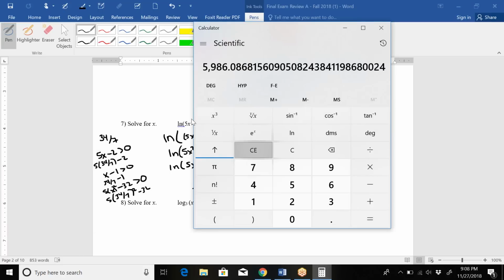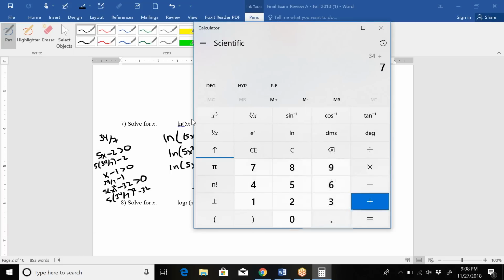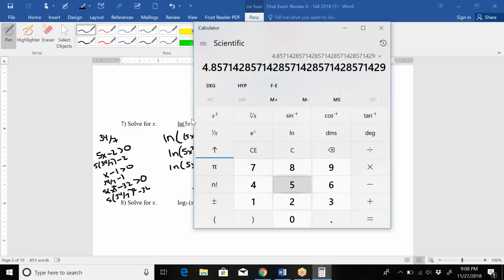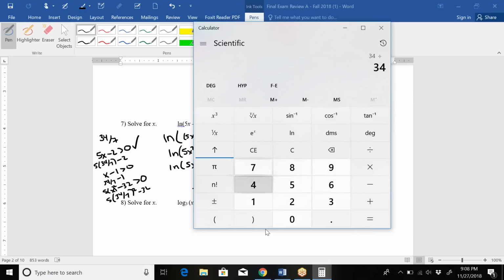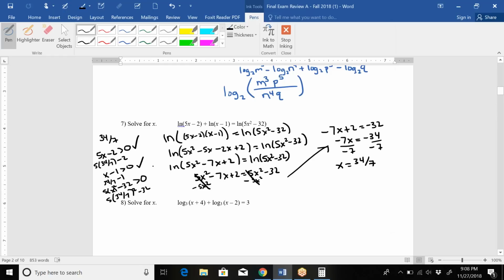So we would do 34 divided by 7 times 5 minus 2. Is that greater than 0? Yes, so it works in the first one. 34 divided by 7 is 4.85 minus 1. Still going to be positive, so that's good.